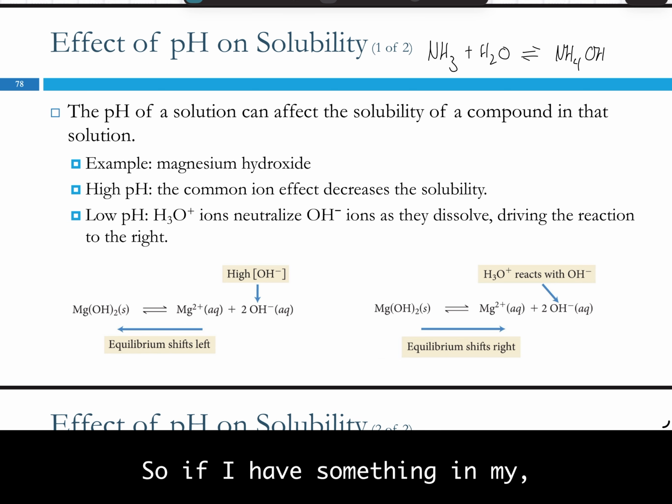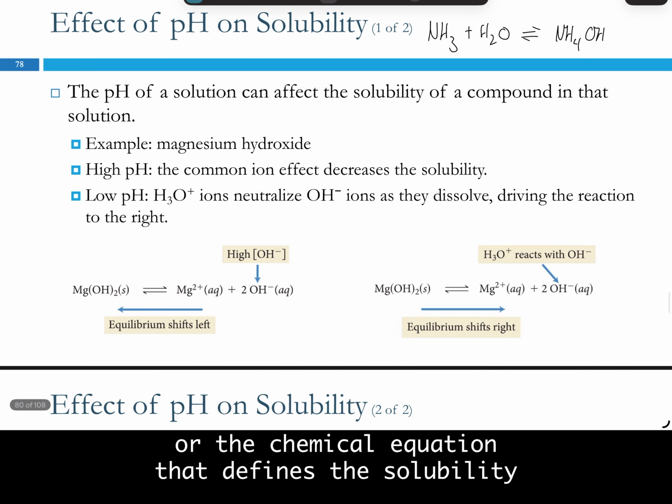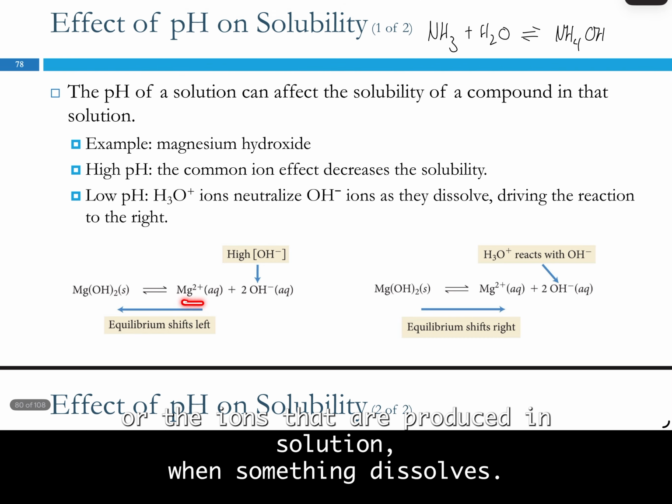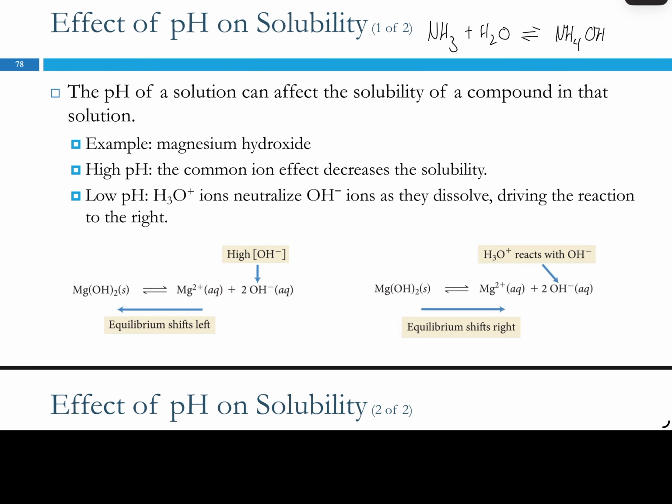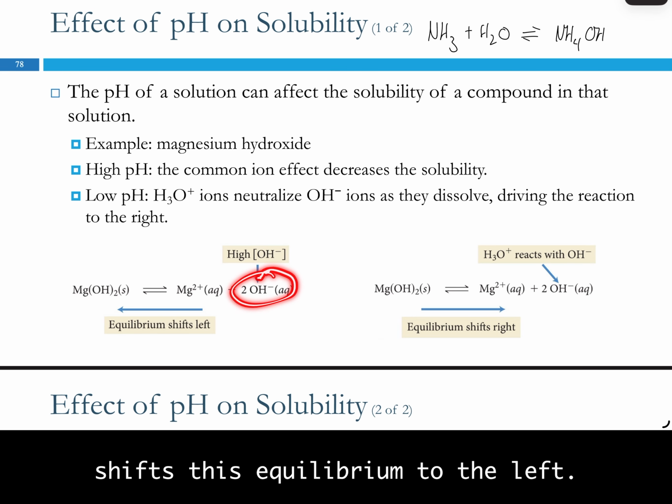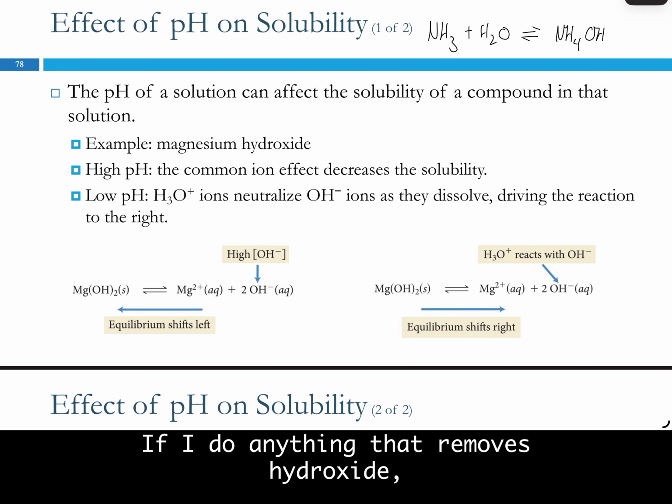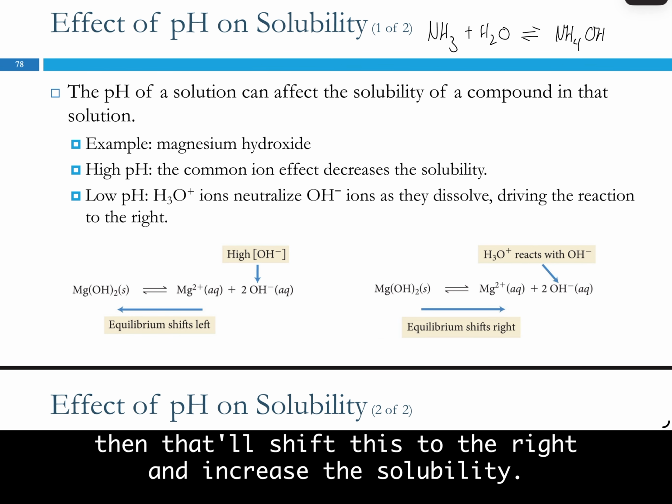So if I have something in my solubility equation, the chemical equation that defines the ions that are produced in solution when something dissolves, adding hydroxide shifts this equilibrium to the left. If I do anything that removes hydroxide, then that'll shift this to the right and increase the solubility.